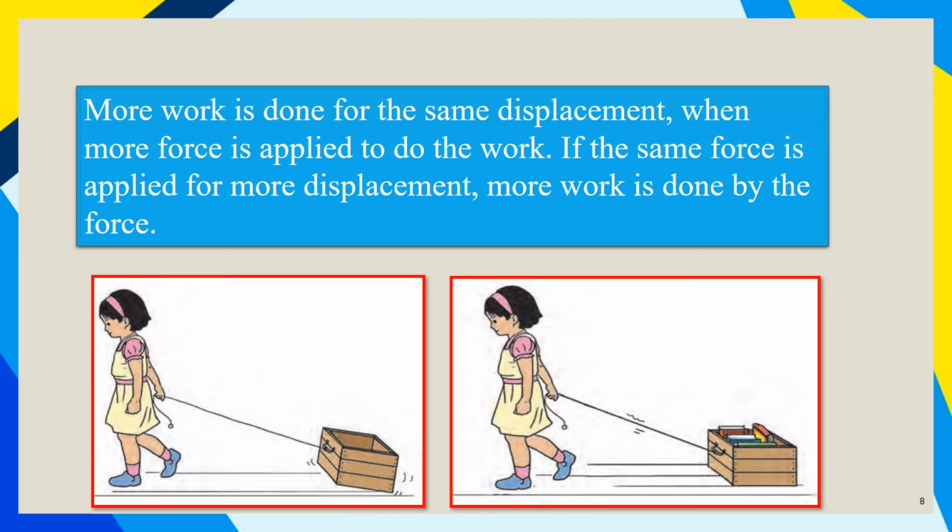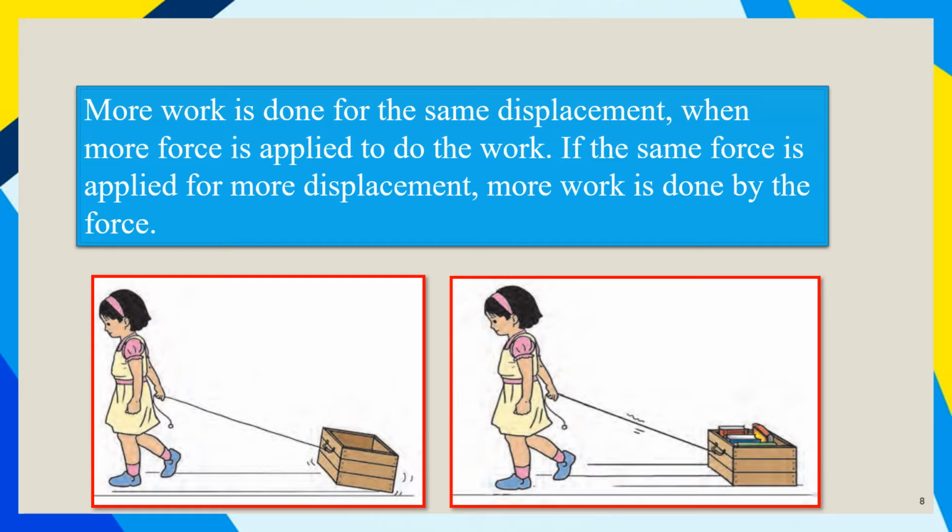In this picture, you can see that more work is done for the same displacement. Now this girl is trying to pull a box. In the first picture, you can see that she is trying to pull an empty box. In the next picture, you can see that there are books in the box. So it requires more effort to pull the box when it is filled with the books, right? अगर हम लोगों के पास कोई एक empty box रहेगा, उसे pull करना easy है. But अगर एक box भरा हुआ है, तो उसे pull करना difficult हो जाता है, right? So more work is done for the same displacement when more force is applied to do the work.